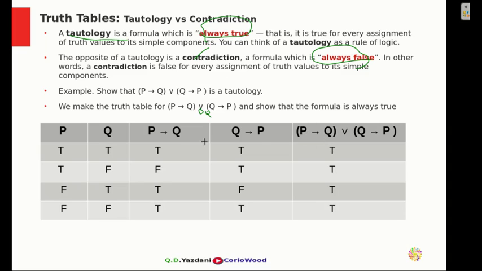If you look at this column here and this column here, P implies Q or Q implies P is all true. So looking here, this is a tautology. It doesn't matter which angle you look at it from, it is going to be always true. So this is an example of a tautology in truth tables.